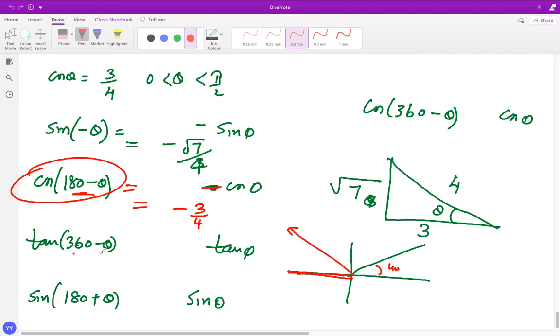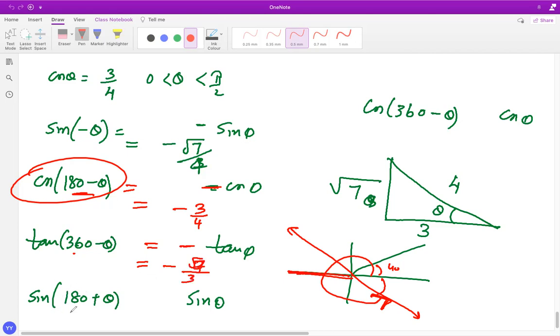Now tan of 360 minus theta. Where is 360 minus theta? It's in the fourth quadrant. That is why here it is negative tan theta. It will be negative root 7/3.